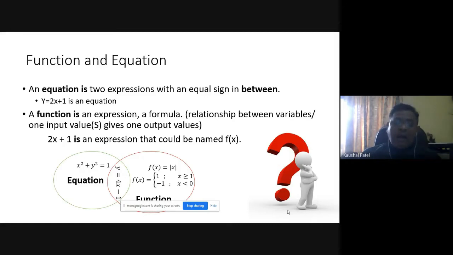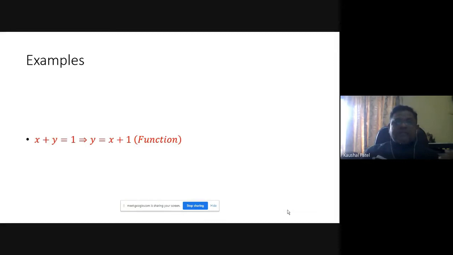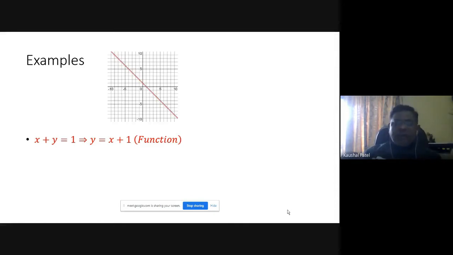So how can it differ? Let's go with a certain example. x plus y is equal to 1. We can say that y is equal to 1 minus x, meaning here we can put one value of x and get one value of y. So we can say it is one-to-one, then it is a function. It gives a straight line, and if we go with the graphical form, we can say that it is a function.